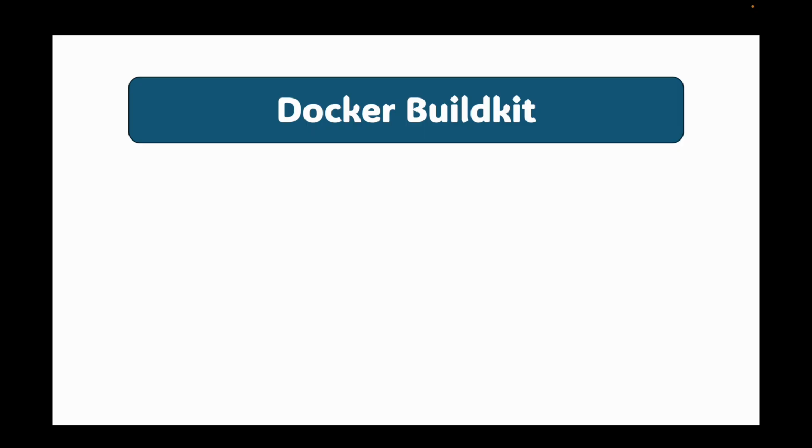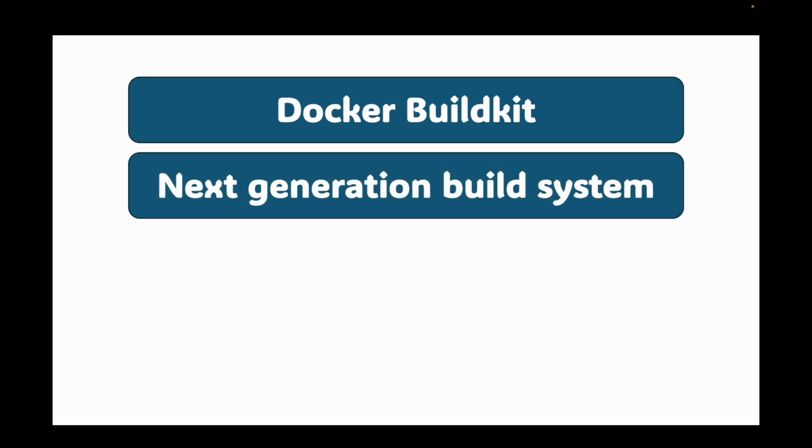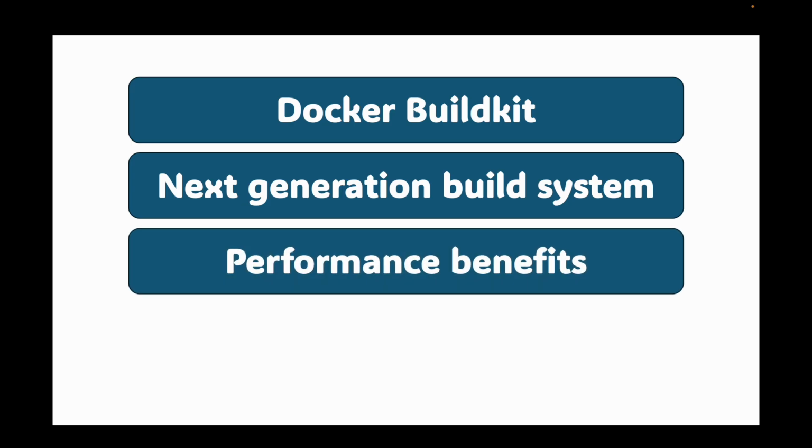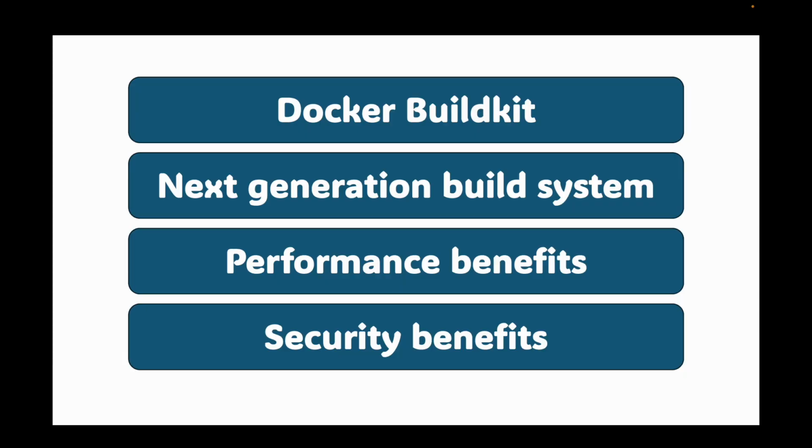Now let's talk about building images faster. Meet Docker BuildKit, the next generation build system that's been available since Docker 18.09. If you're not using it, you're missing out on some serious performance and security benefits. So what makes BuildKit so special? First, it's much faster. BuildKit has better parallelization and only rebuilds the layers that actually changed. It can skip unused stages and has more efficient cache handling.